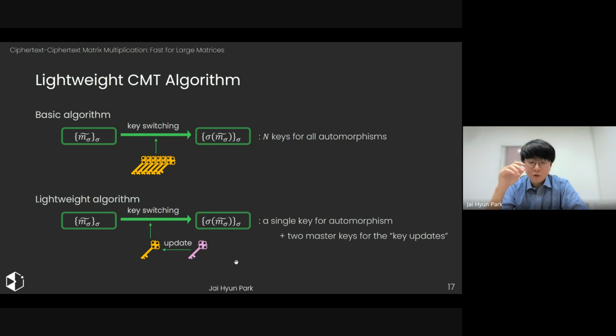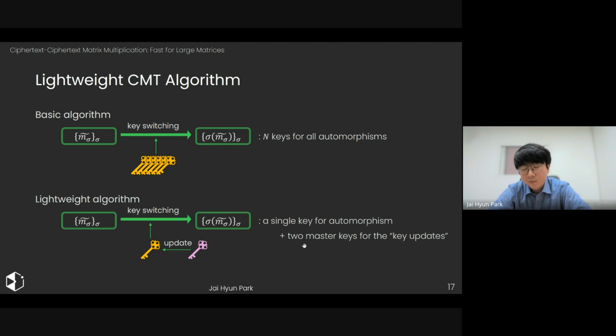So we use the key for the first automorphism, and after that we perform some automorphism to the key to update it. So for each key switching, we update the key and do key switching by using the updated key. That means we need another process for the update.